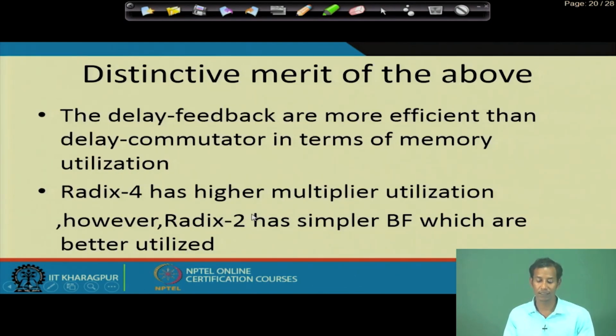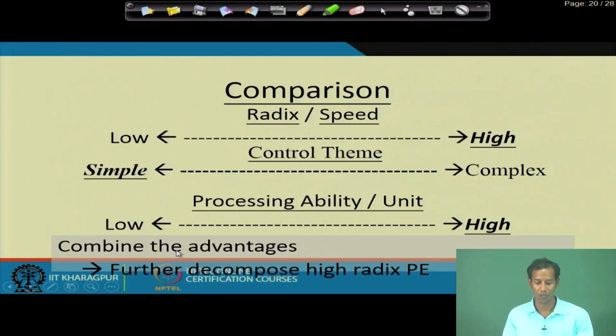The distinctive merit of the above is that the delay feedbacks are more efficient than the delay commutator in terms of memory utilization, and radix 4 FFT has higher multiplier utilization, however, radix 2 has simpler butterflies which are better utilized. If we compare in terms of radix along with speed, if we increase the radix, the speed will be higher, and if we decrease the radix, the speed will be lower.